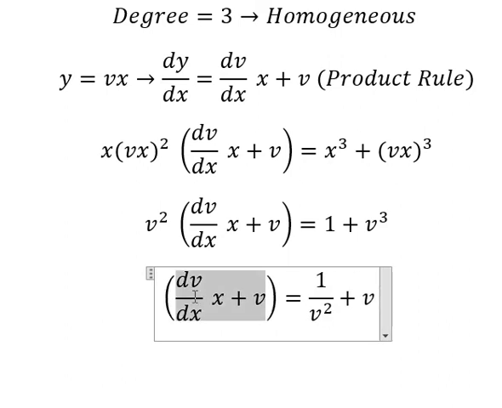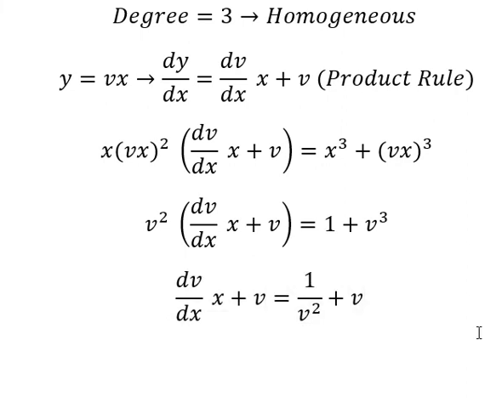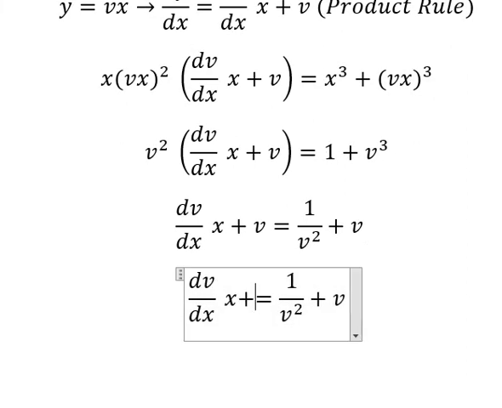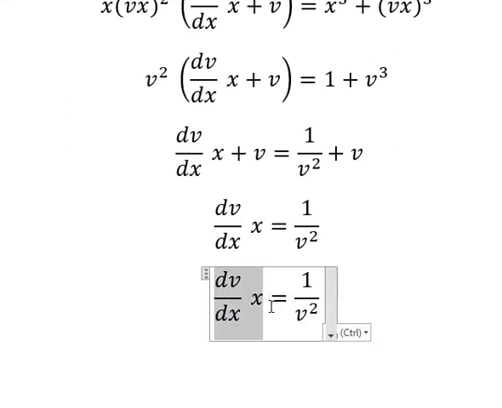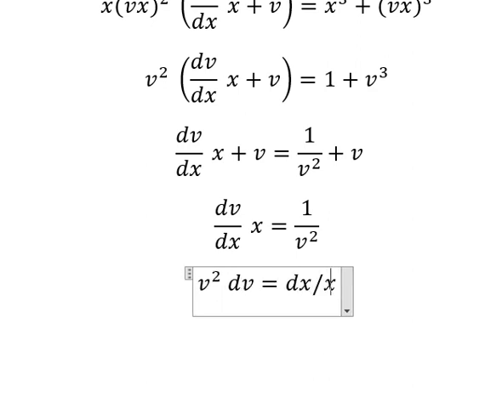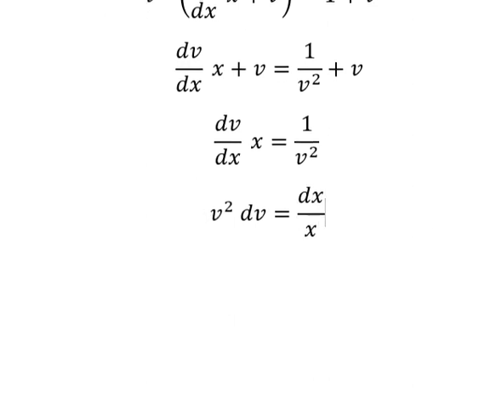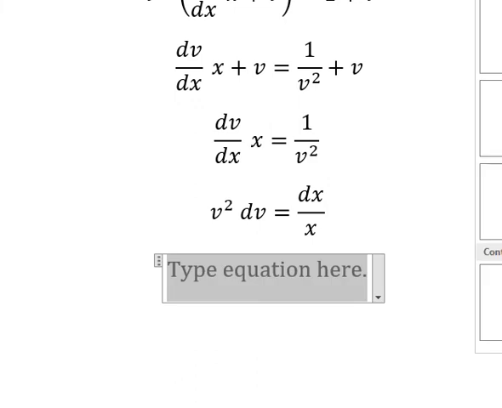Now we need to open parentheses. So v and v we simplify. Next, I will put v squared go to the left, the x and dx go to the right. Next, we put the integration for both sides.